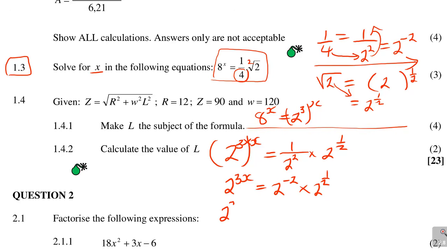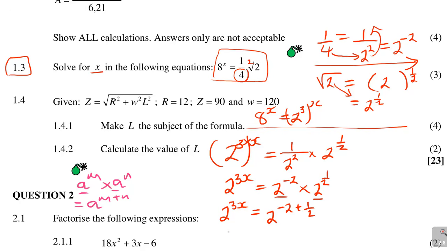So 2 to the power of 3x remains as is, but you need to focus here. The base is the same, so you need to add the exponents. Remember the first law that I gave you. I said if you're given a to the power of m times a to the power of n, and the bases are the same, this is equal to a to the power of m plus n. So even here, the base is 2 and 2. So it's 2 to the power minus 2 plus 1 over 2.